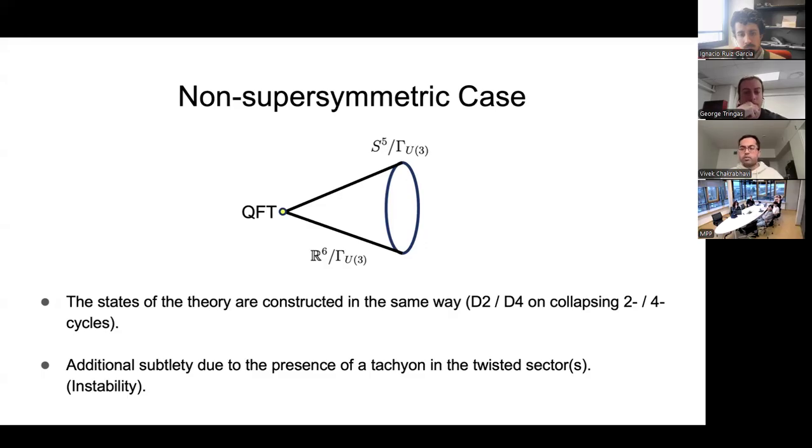However, there is one additional subtlety. Due to the lack of supersymmetry, there is a tachyon in at least one of the twisted sectors. And this is creating an instability in my geometry. In particular, the tachyon is going through a process called tachyon condensation, and it's slowly resolving my geometry. We'll revisit this issue of the instability later on in the talk, but for now, just know that it is there.